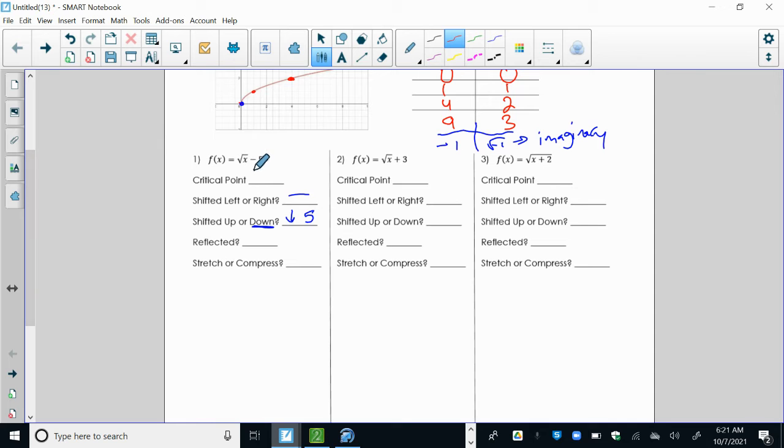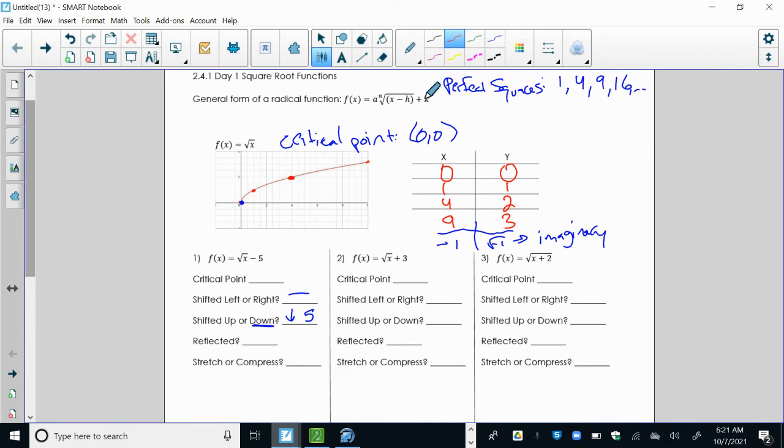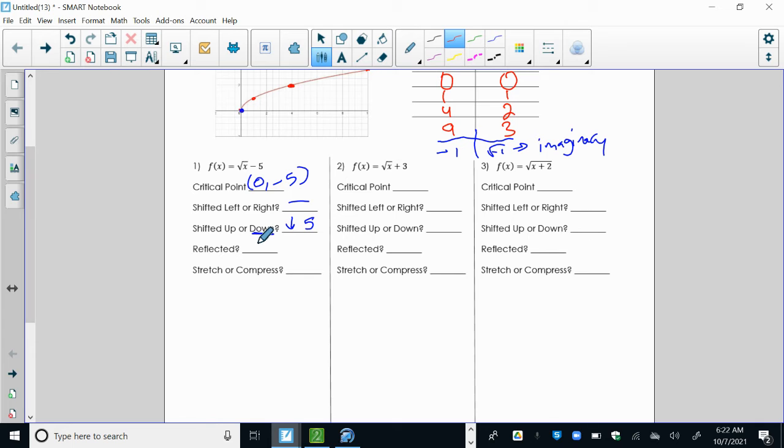So that would mean our critical point here. And the critical point also, we can think of it as the values of h and k from our original function up here. So this is like saying x minus 0 inside our square root. So our critical point would be at 0, and then k negative 5. There's no reflecting going on. There's no stretching or compressing. That'll be when there's coefficients in front, and we'll talk about that later.